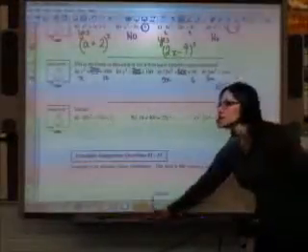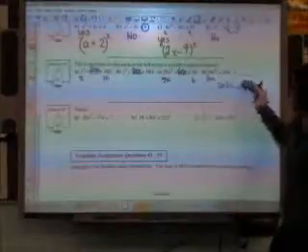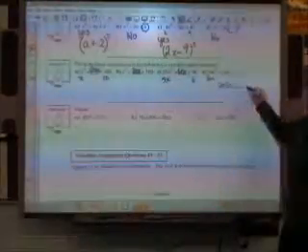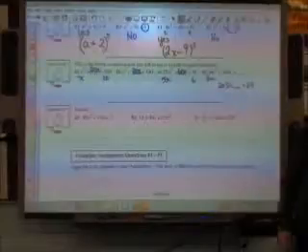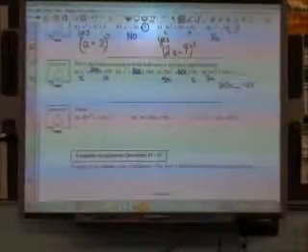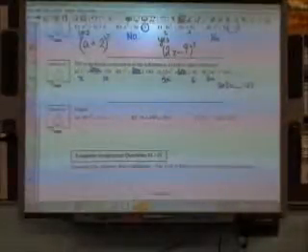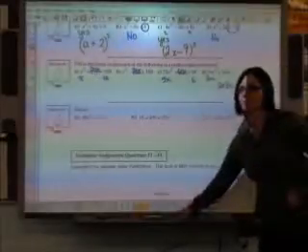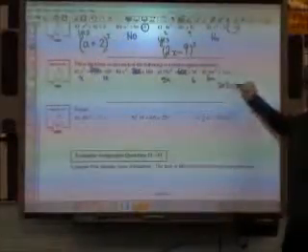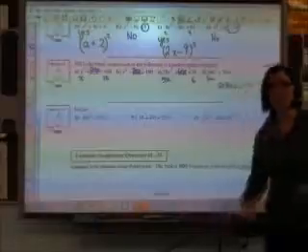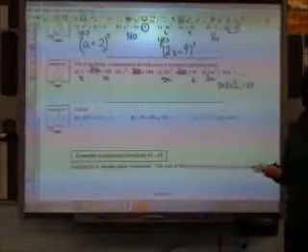So 2 times 3 times whatever the square root of that last term was has to equal 24. So 3 times 2 is 6, and 6 times what is 24? 4. 6 times 4. So what would that make the last term? 16.